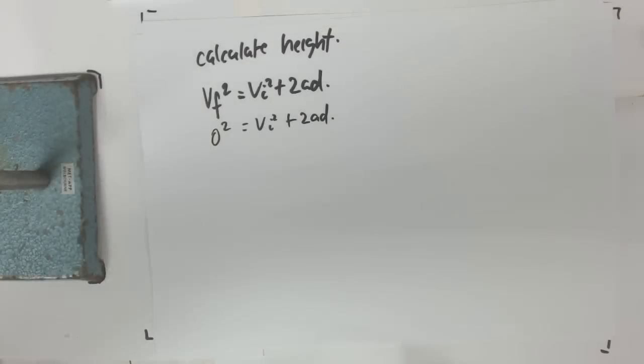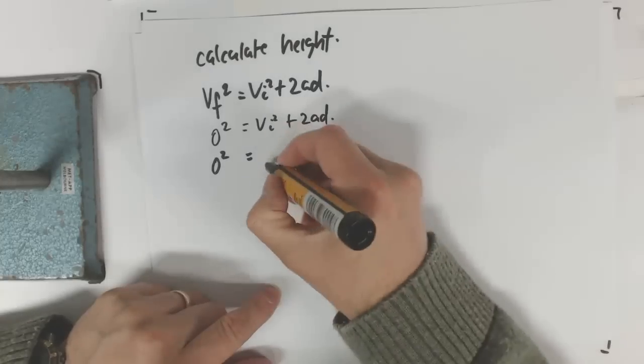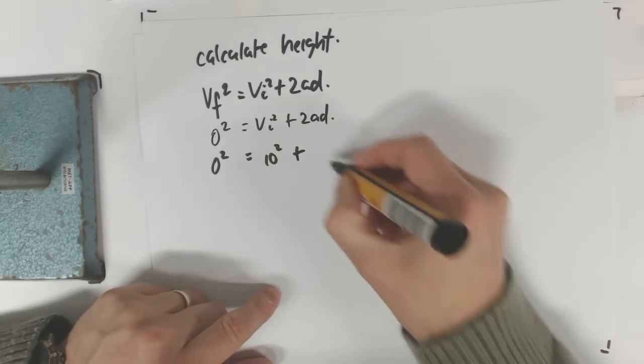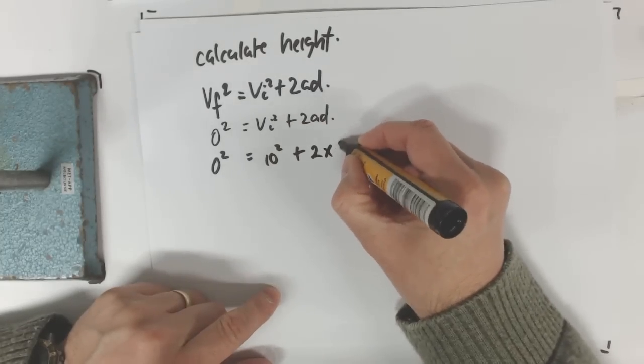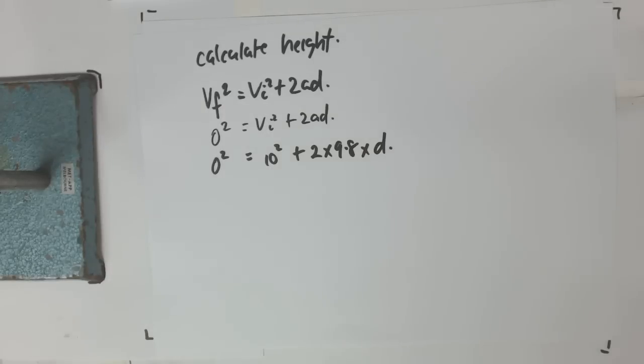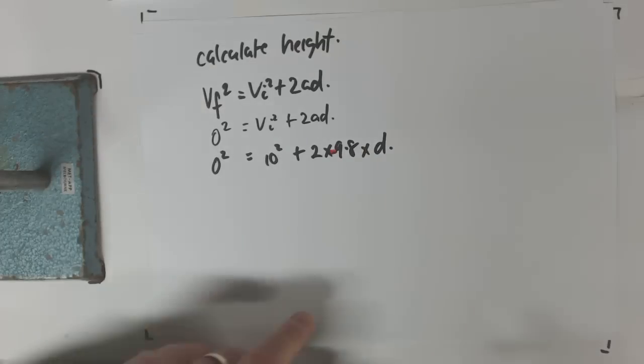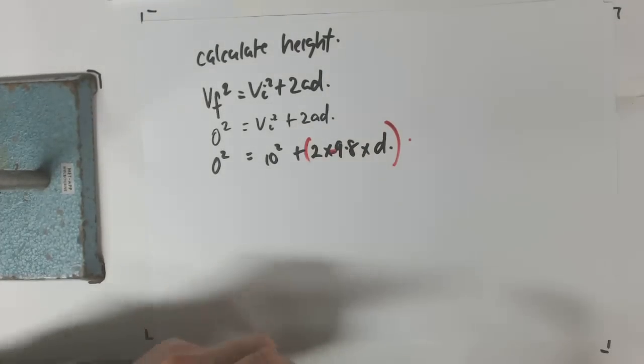Vi, we know, is the vertical velocity on takeoff, which is 10 squared. We know gravity, 2 times 9.8 times distance. Now, the thing here is that the gravity is negative. We've got a little negative in there. So that would make this whole thing negative, wouldn't it?